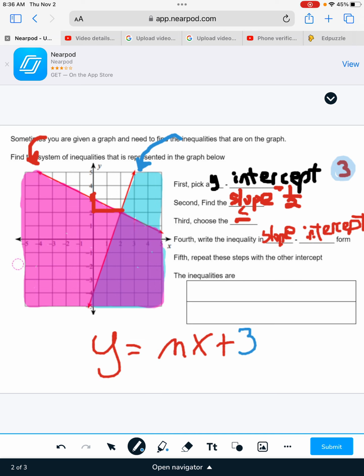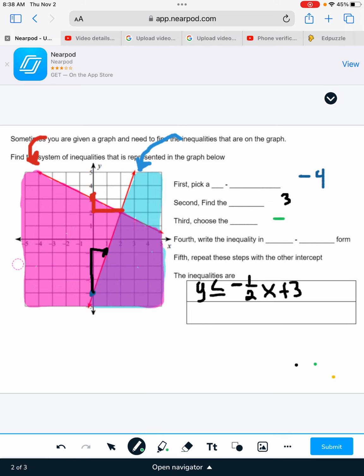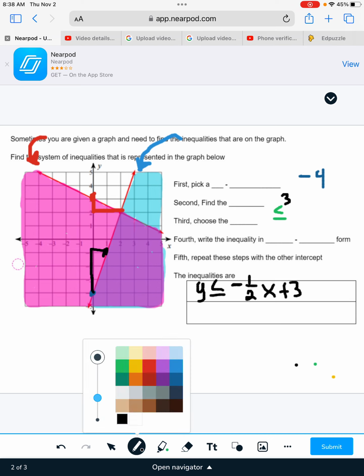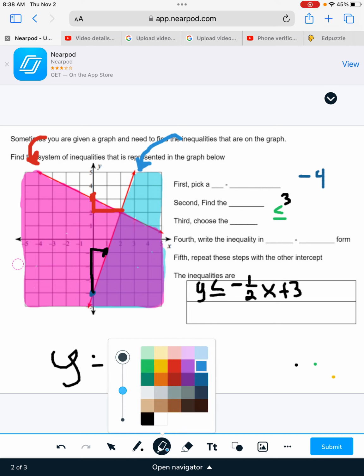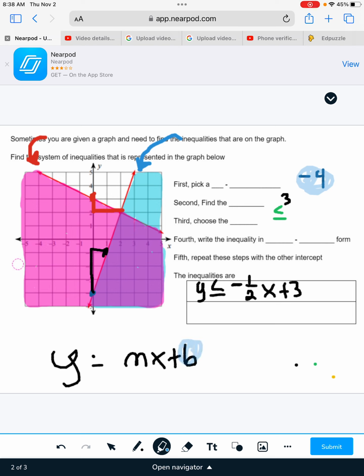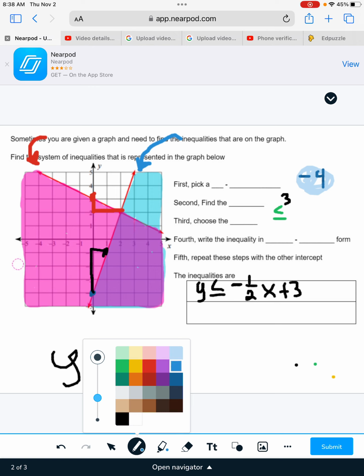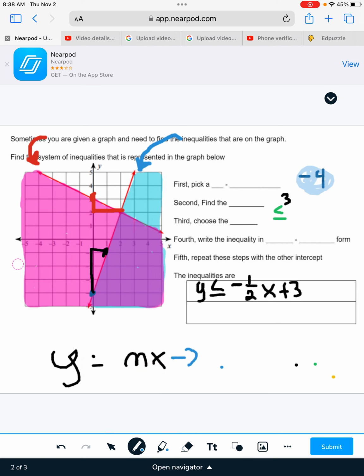Last but not least, I want to talk about the sign. The sign again is determined by whether we're shading above or below, as well as whether the line is dotted or dashed. Again, this line is solid, so I know that it is or equal to. And in this case, we're shading below. Once again, I go back to my y equals mx plus b formula and start filling this in, where the negative 4 is the y-intercept. Oh, by the way, since this is a negative 4, that plus sign conveniently changes into a minus sign.